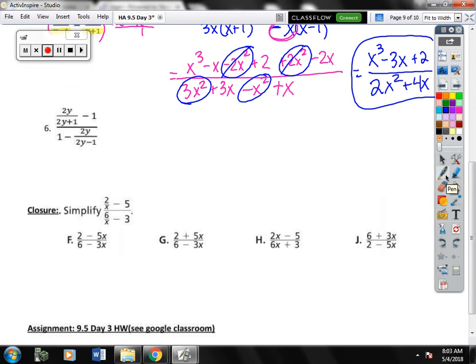So again, first find your common denominators. So look at your fraction denominators. We only have 2 this time. And unfortunately, they're not the same. So we'll have to multiply. The common denominator will be both of them. So it'll be 2y plus 1 and 2y minus 1. Do the same thing in the bottom.